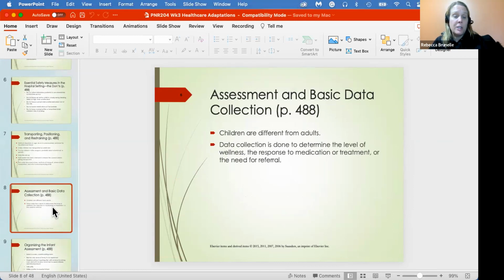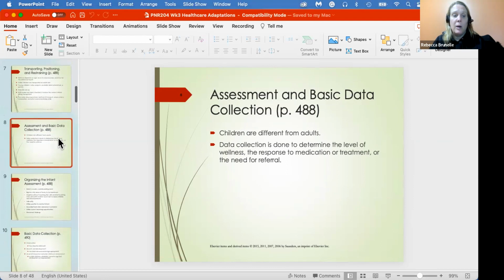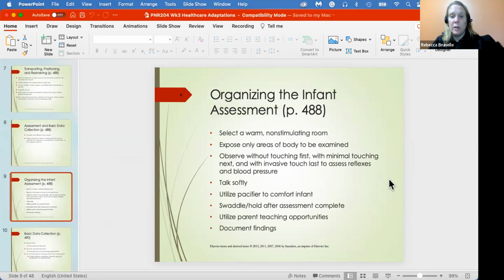Alrighty, so you started talking about this when I asked what happens in an admission, and you do get the basic data collection. So there's the history and physical. There's the history part, and then there's the physical part. We're going to start with the youngest one, the infant.